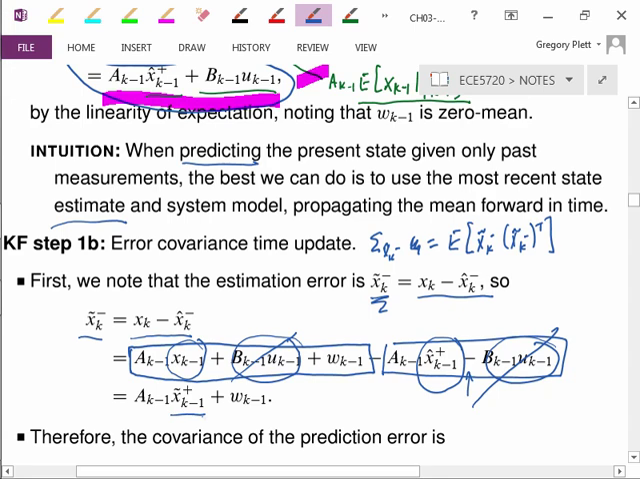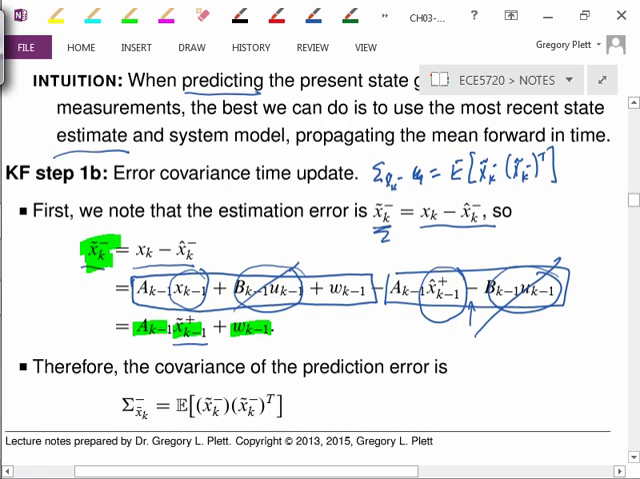So when the dust settles, everything is combined. We have this expression where the prediction error, I said estimation error, but more correctly prediction error, is equal to A times the previous estimation error plus the process noise. So the covariance of the prediction error, I start out with the definition of what the covariance is, and then we will substitute into that definition this expression there and there.